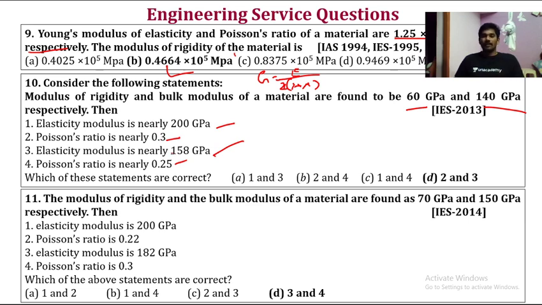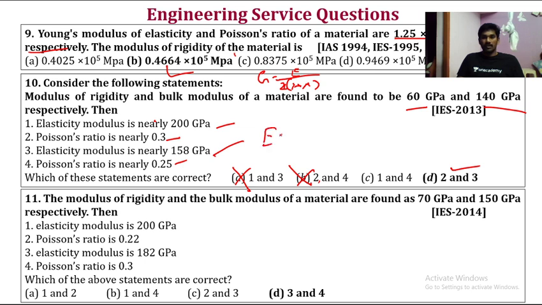Here 1 and 3 cannot both be correct, because both are speaking about elastic modulus. 2 and 4 is also not possible, because both are speaking about Poisson's ratio. The possibilities are 1 and 4 or 2 and 3. Here the correct answer is 2 and 3. How do we find this value?